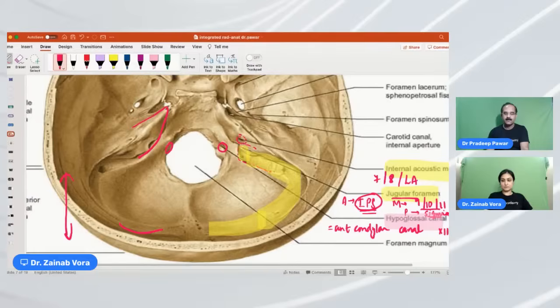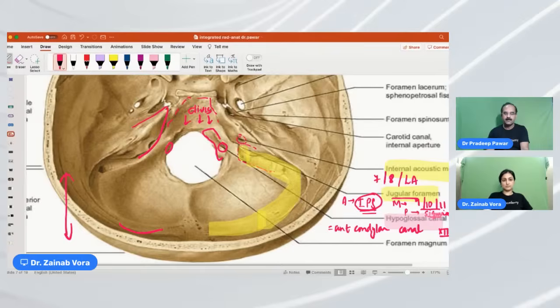The hypoglossal nerve passes through it, and you can see a slope there in the center. This slope is known as the clivus. What madam was telling you, that slope is known as the clivus, and what lies on this clivus is the brainstem.